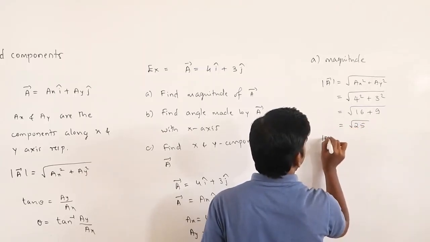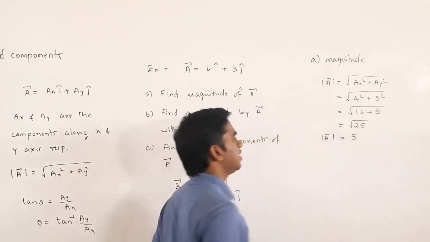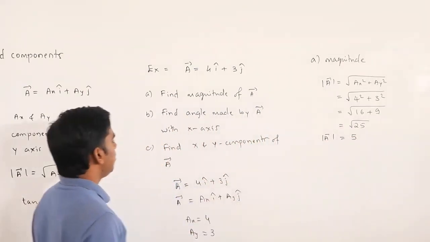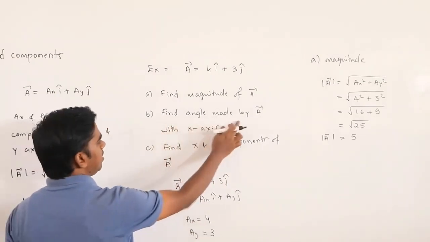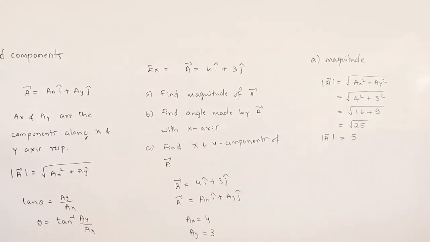Okay, so the magnitude of A is equal to root of 25, which is what? 5. Okay, so this is how we can find the magnitude. The second thing they are asking: find the angle made by A with the x axis. Finding the angle made by A with the x axis means you have to find theta. So we have the formula for theta.